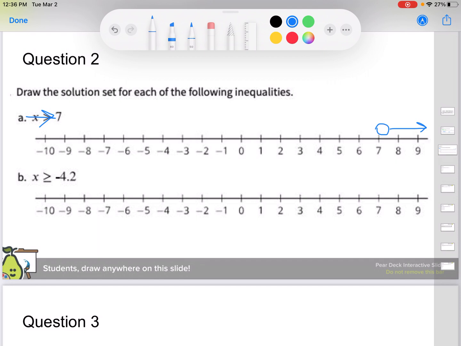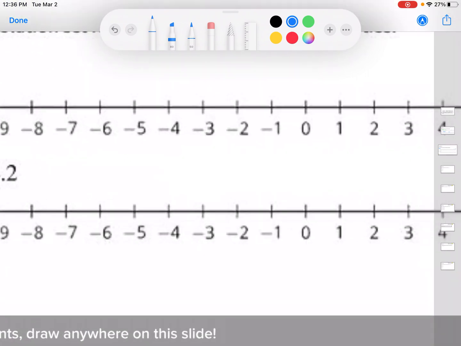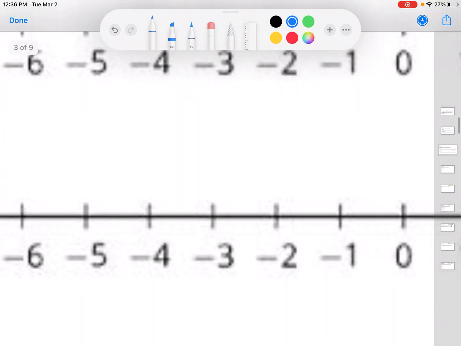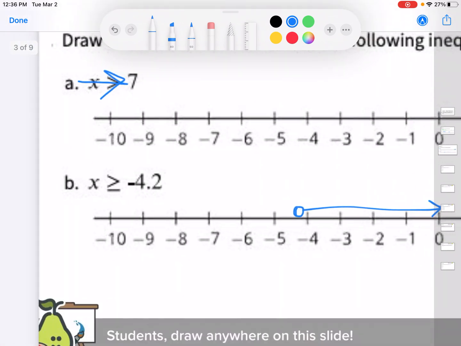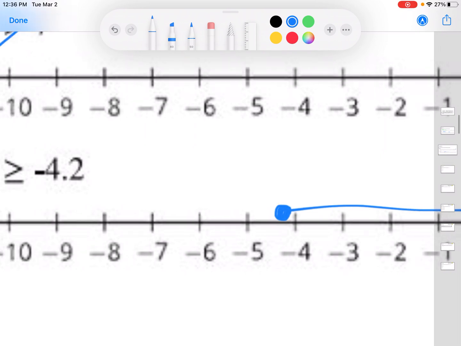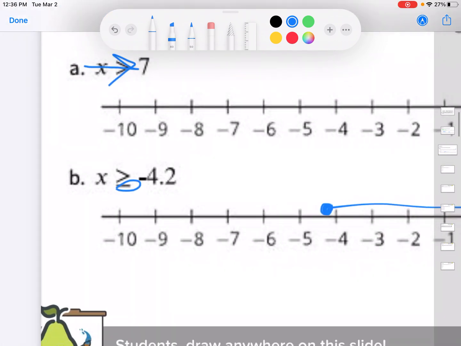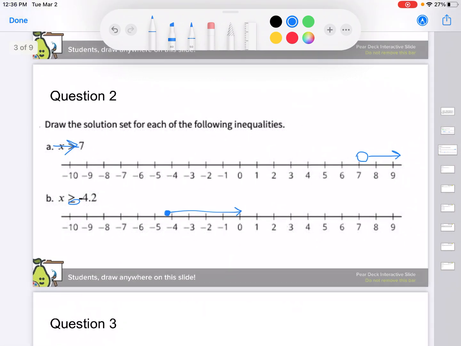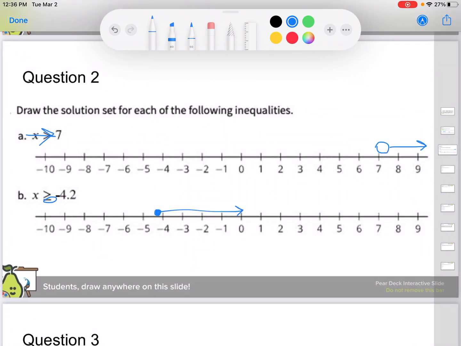Okay, x is greater than or equal to negative 4.2. Well, I know that negative 4.2 is actually going to be between 4 and 5, closer to 4 than 5. And I know x is greater than, so it's going to go this direction. Then I want to check, and it's got to be a closed circle because there's a line underneath my inequality. So that tells me it's going to be a closed circle. My arrow can extend all the way because there are no parameters telling me that it can't.